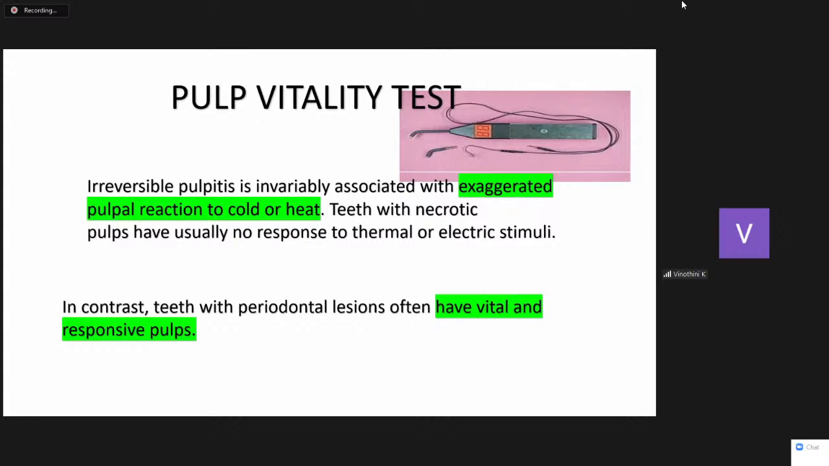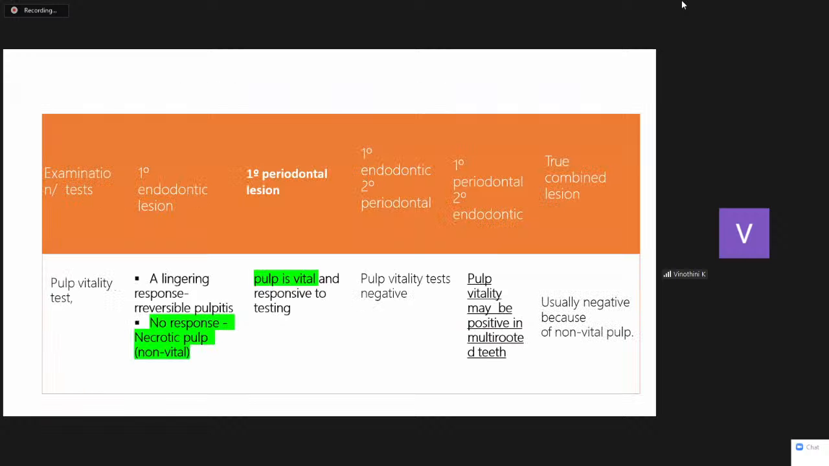So vitality is an important diagnostic aid which can easily discriminate between a pulpal and a periodontal problem. In case of endodontic infection, no response means it is necrotic pulp. In case of a periodontal problem, the pulp is going to be vital. In primary perio, secondary endo, that is after getting a perio infection, only later there is going to be endo. In that case also it may be positive because of a multi-rooted tooth. So in any one canal, if the pulp is vital, this may show a positive response. So you have to just remember this alone.